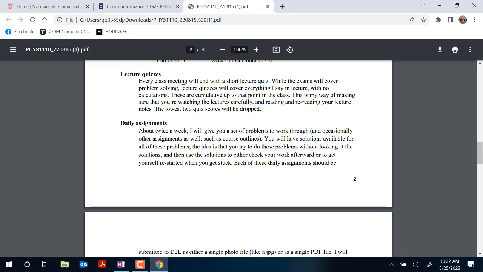It says every class meeting. That's probably a little ambitious, but maybe every couple class meetings. I'll just finish the class meeting 10 or 15 minutes early and hand out these little sheets with 5 short answer questions on them or something, and you write that down. And I'll drop the lowest 2 quiz scores. So if you miss a couple class meetings or you just do really badly on a couple, then those don't show up in your grade.